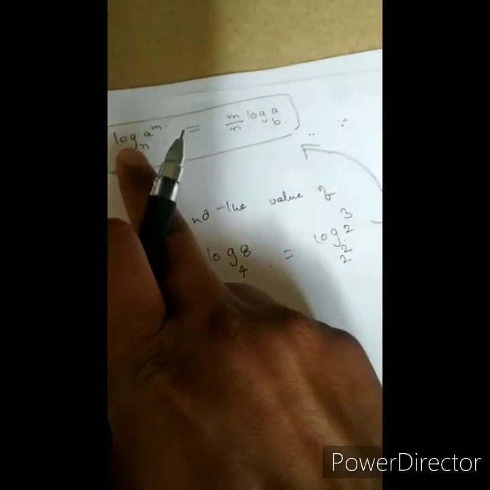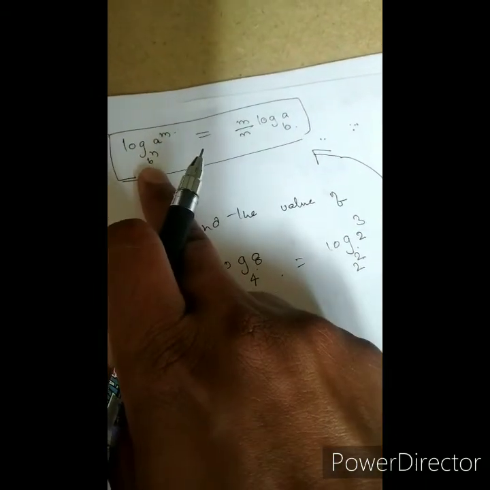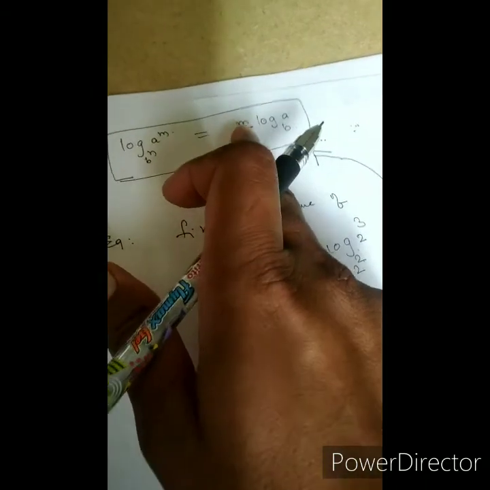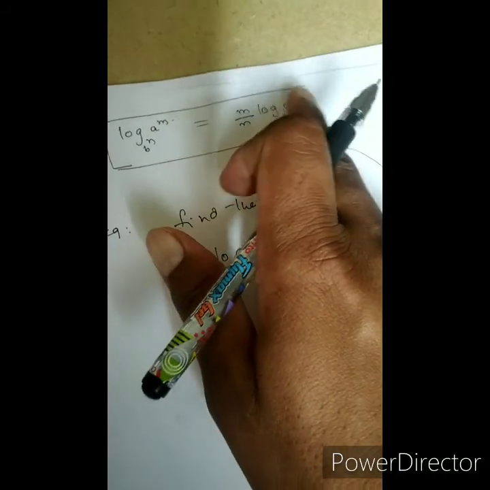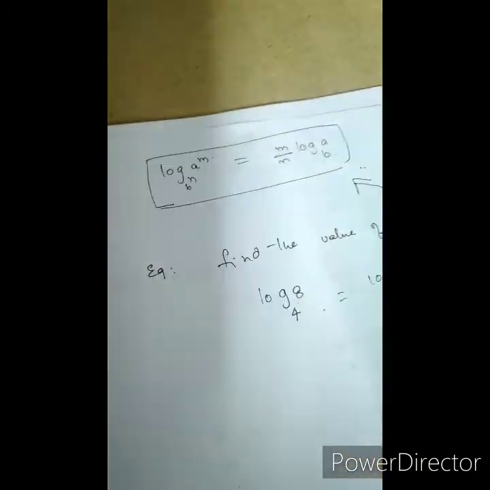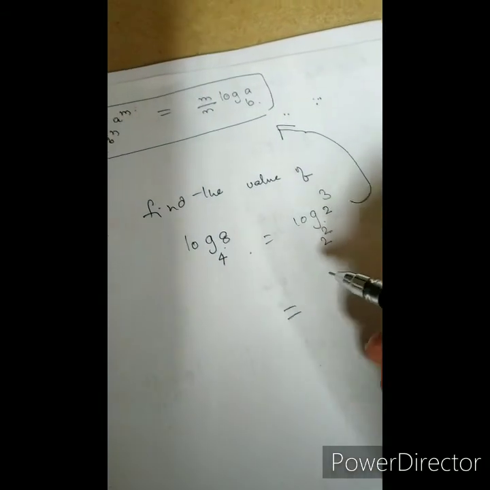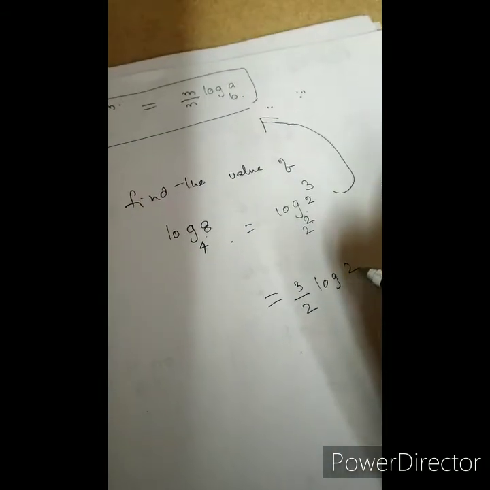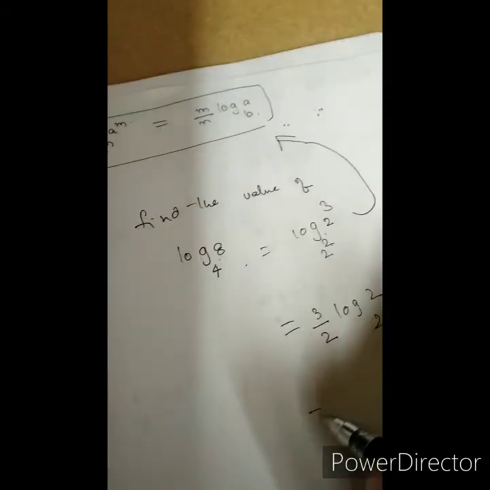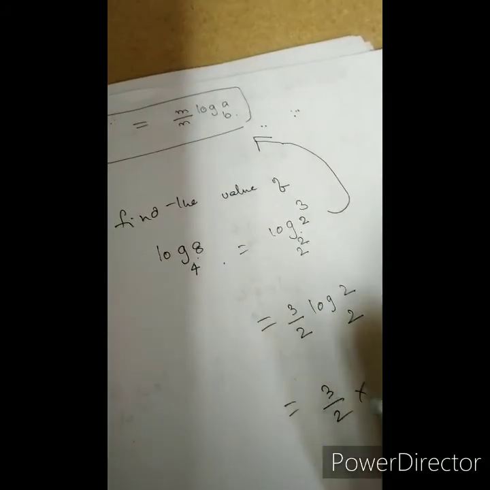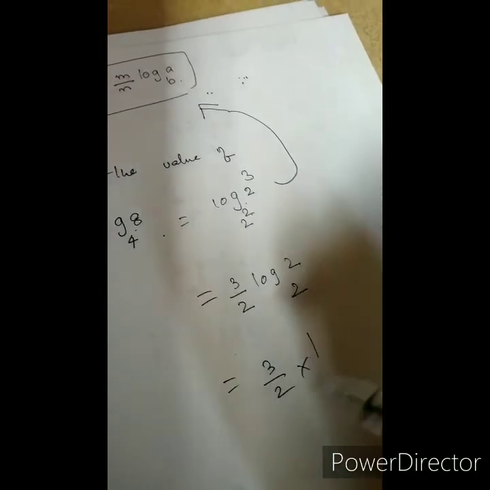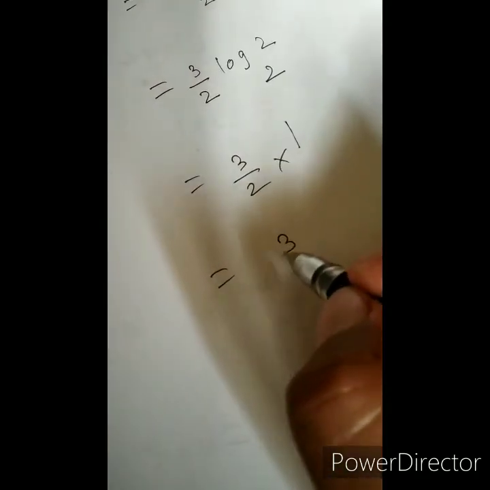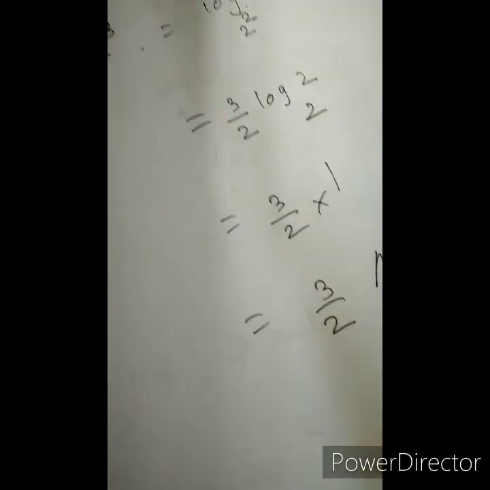What it says: logarithm of a power m base b power n is equal to m by n log a to the base b. Here this can be written as 3 by 2 logarithm of 2 base 2. This is equal to 3 by 2, since log 2 base 2 value is equal to 1. So this is equal to 3 by 2. Is it clear? Let us do one more problem.